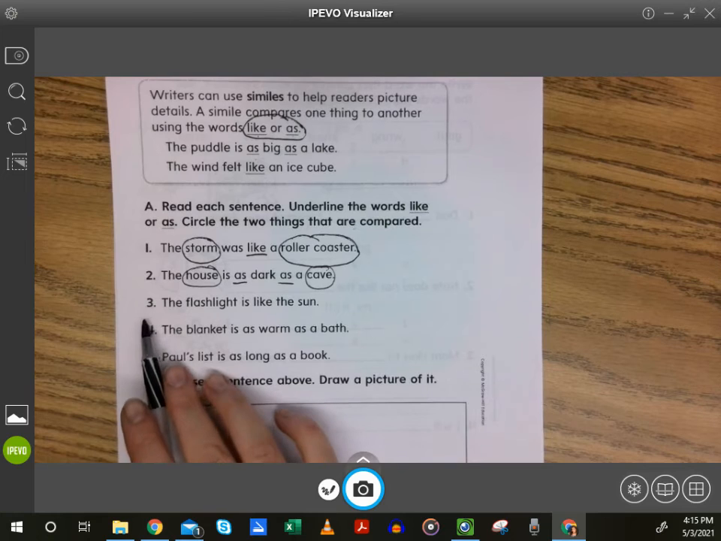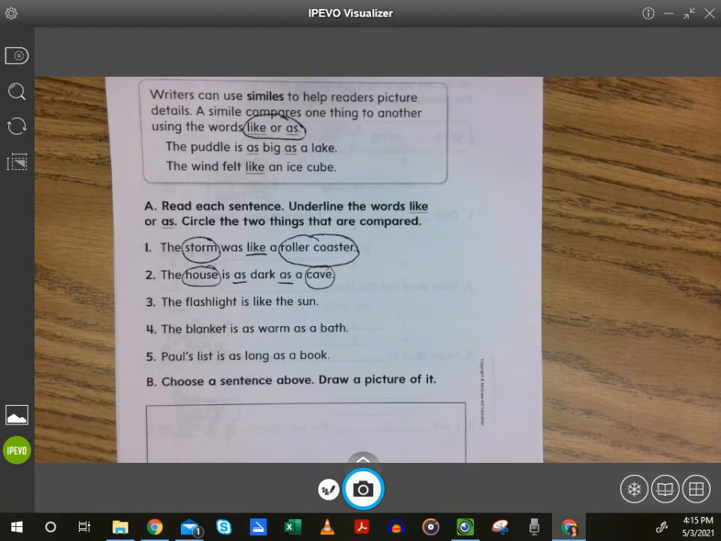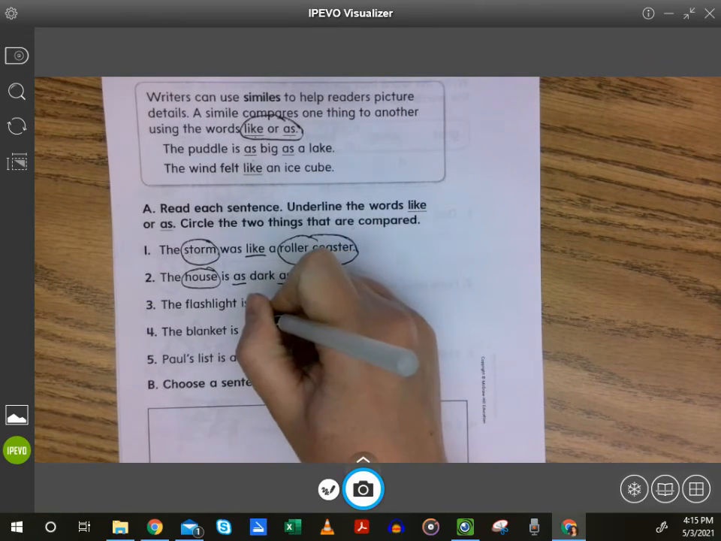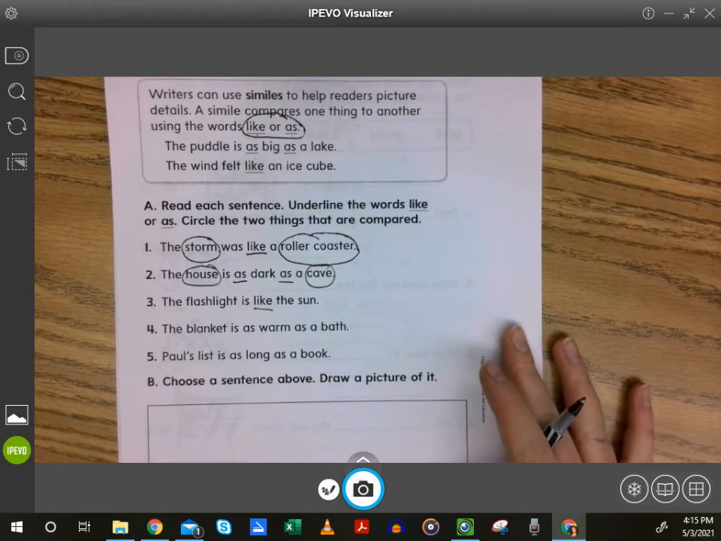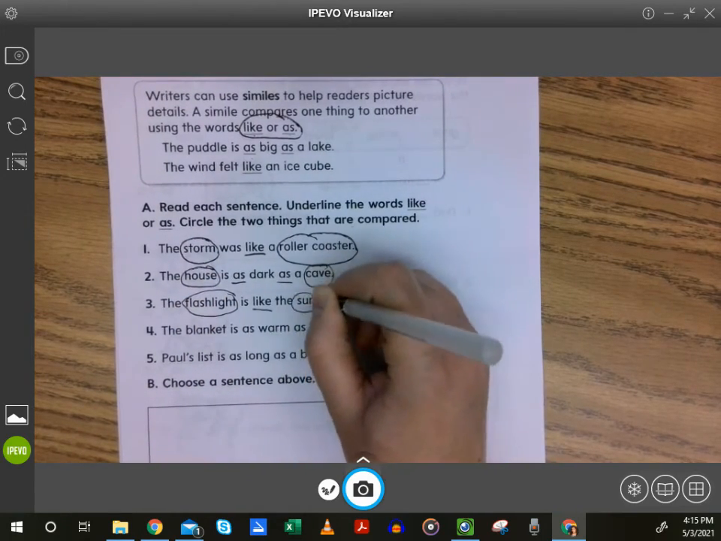Okay, number 3. The flashlight is like the sun. Hey, that's kind of like what I was doing before, huh? Okay, so we're using like, and what did we compare? We compared the flashlight to the sun.